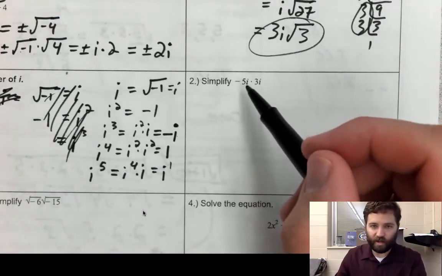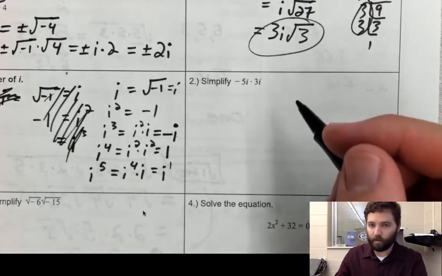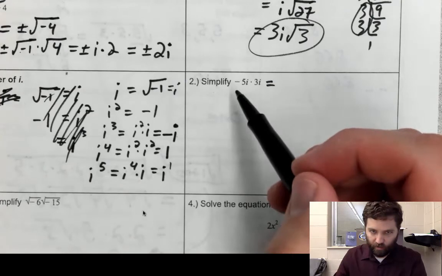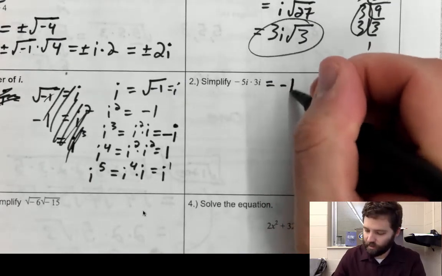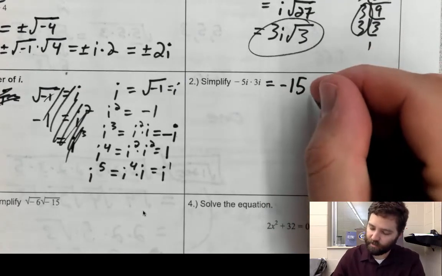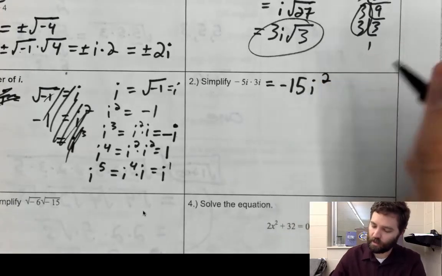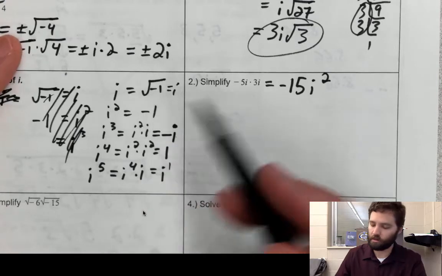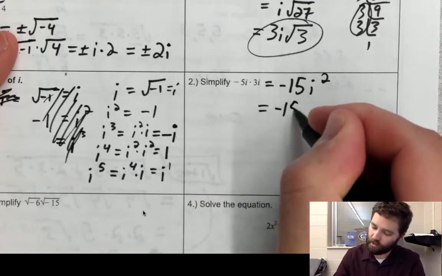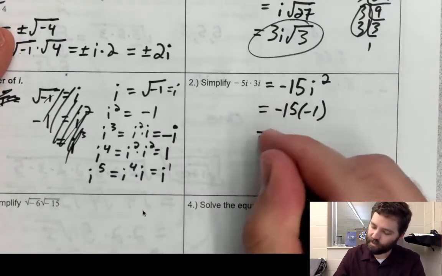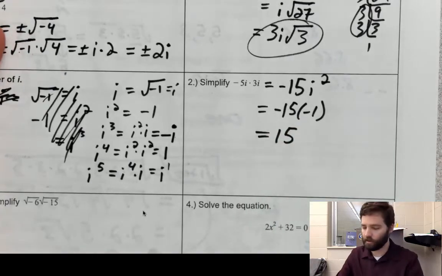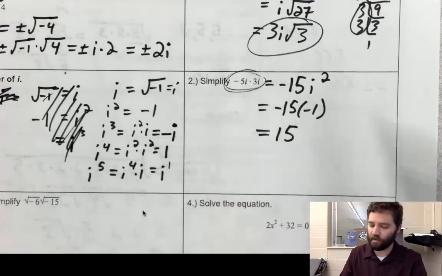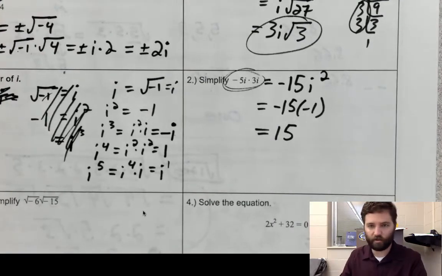So what about this one? We have negative 5i times 3i. Well, we always multiply the real numbers first, or at least I do. So I've got negative 5 times 3, that's negative 15. What about i times i? Well, that's just i squared. And over here we said that i squared is the same as negative 1. So I have negative 15 times negative 1. That's just 15. Okay. So this thing that looks sort of complicated just turns out to be another way to write 15.